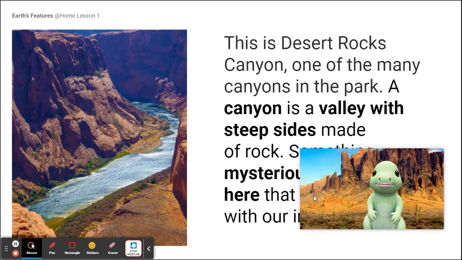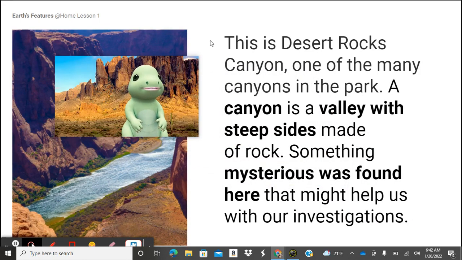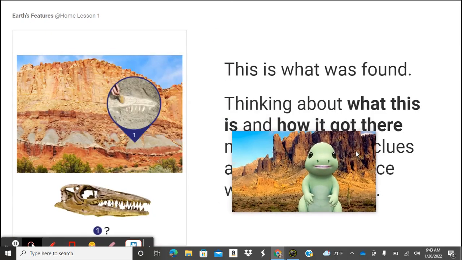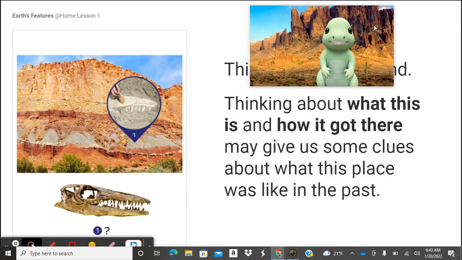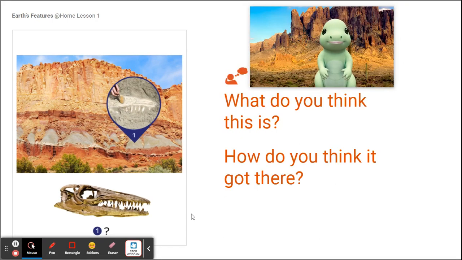This is a specific place in Desert Rocks National Park. This is a canyon, and a canyon is a valley with steep sides made of rock. Something mysterious was found here, and that might actually help us with our investigation of fossils. So, this is actually what was found. See them right down here at the bottom? Thinking about what this is and how it got here may give us some clues about what this place was like in the past. So, first off, as you get ready to write, think about what this is and how this possibly got way down there in the bottom of the rocks.